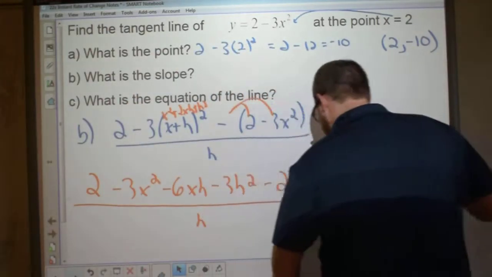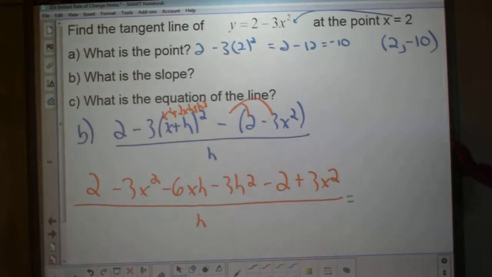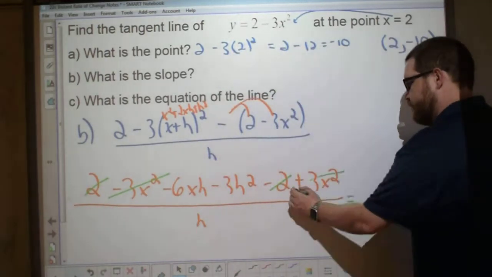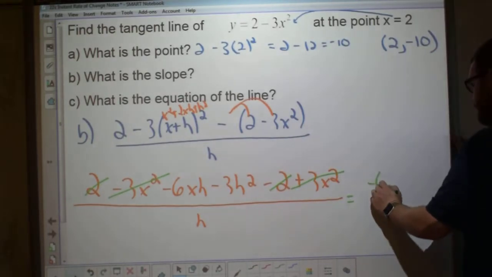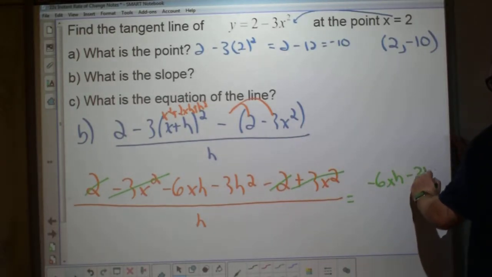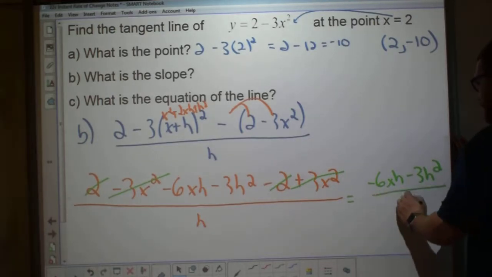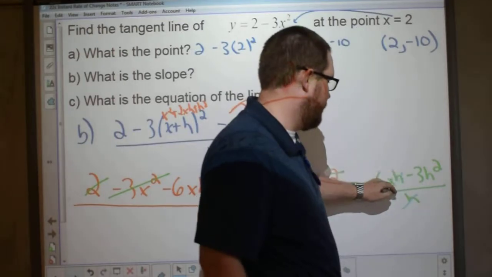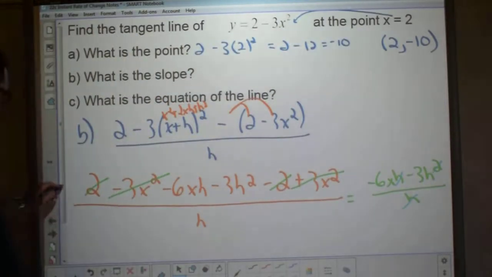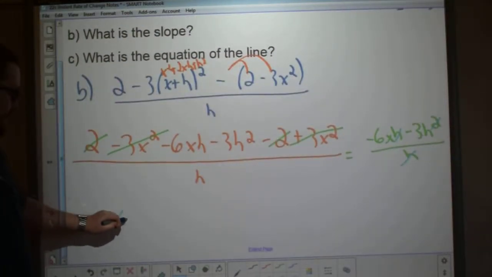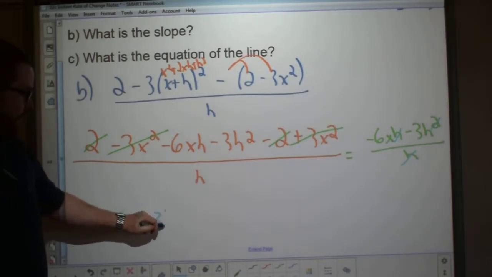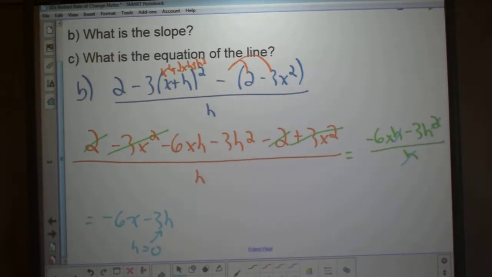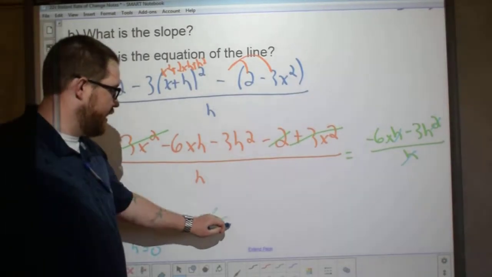Let's look for things that cancel. Well, 2's will cancel. The 3x squareds will cancel. So I'm left with a negative 6xh minus 3h squared all over h. They all have h in them, so this h will cancel with that one and one of those. So now I have negative 6x minus 3h. Now I can say h equals 0 because I won't be dividing by 0 anymore. And I just get negative 6x.